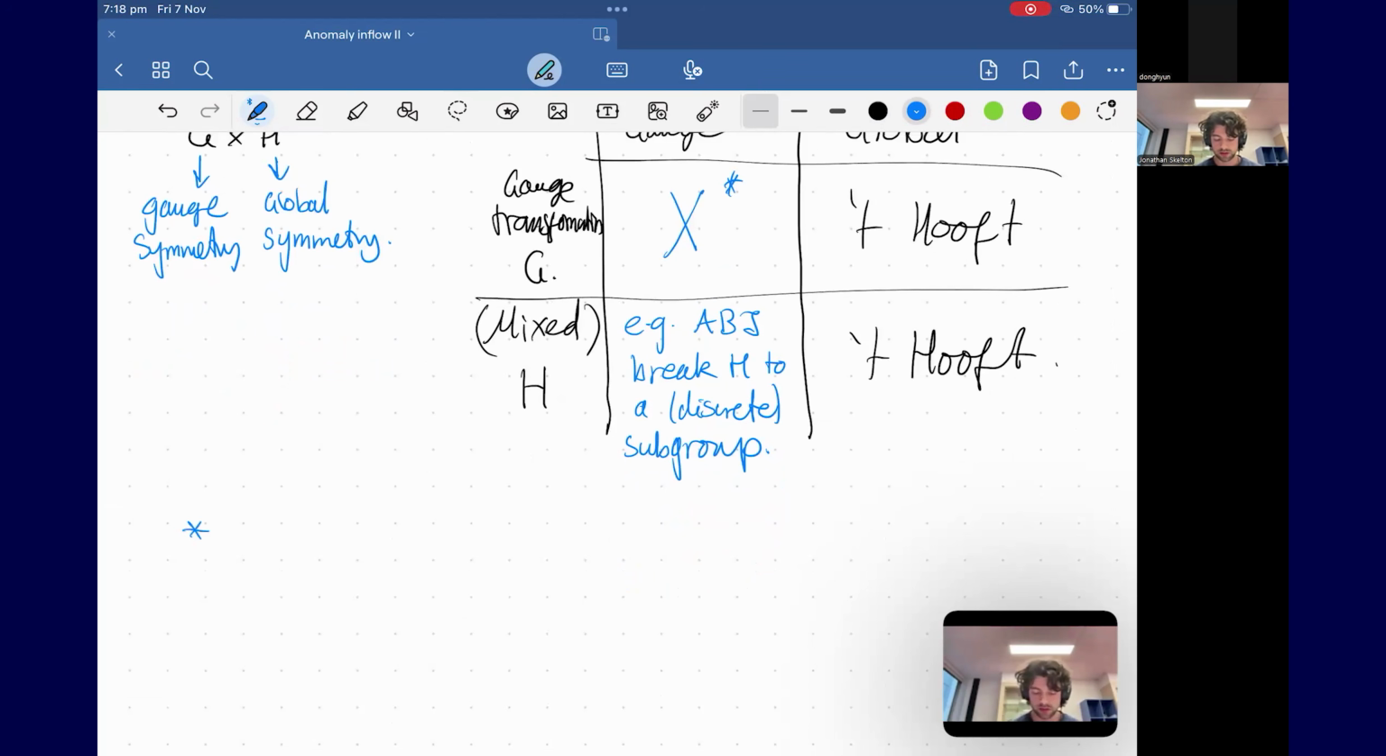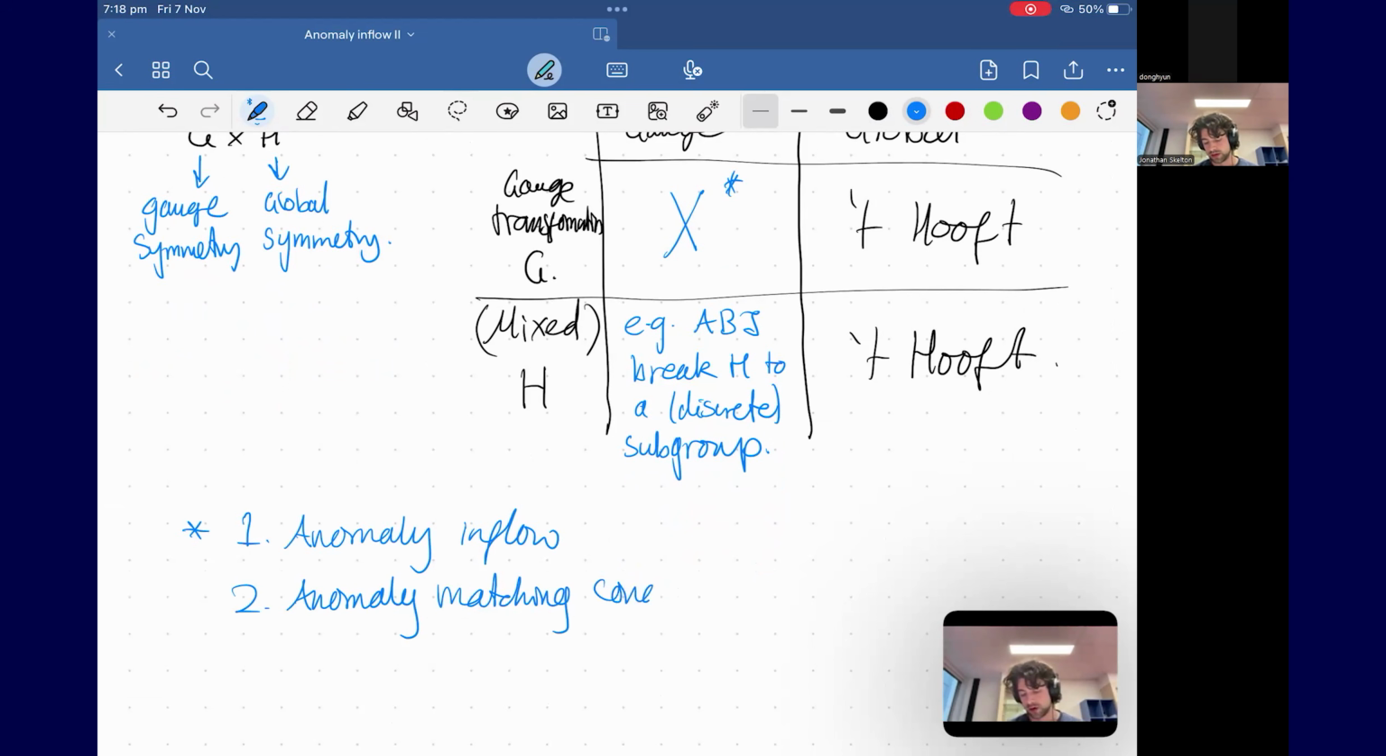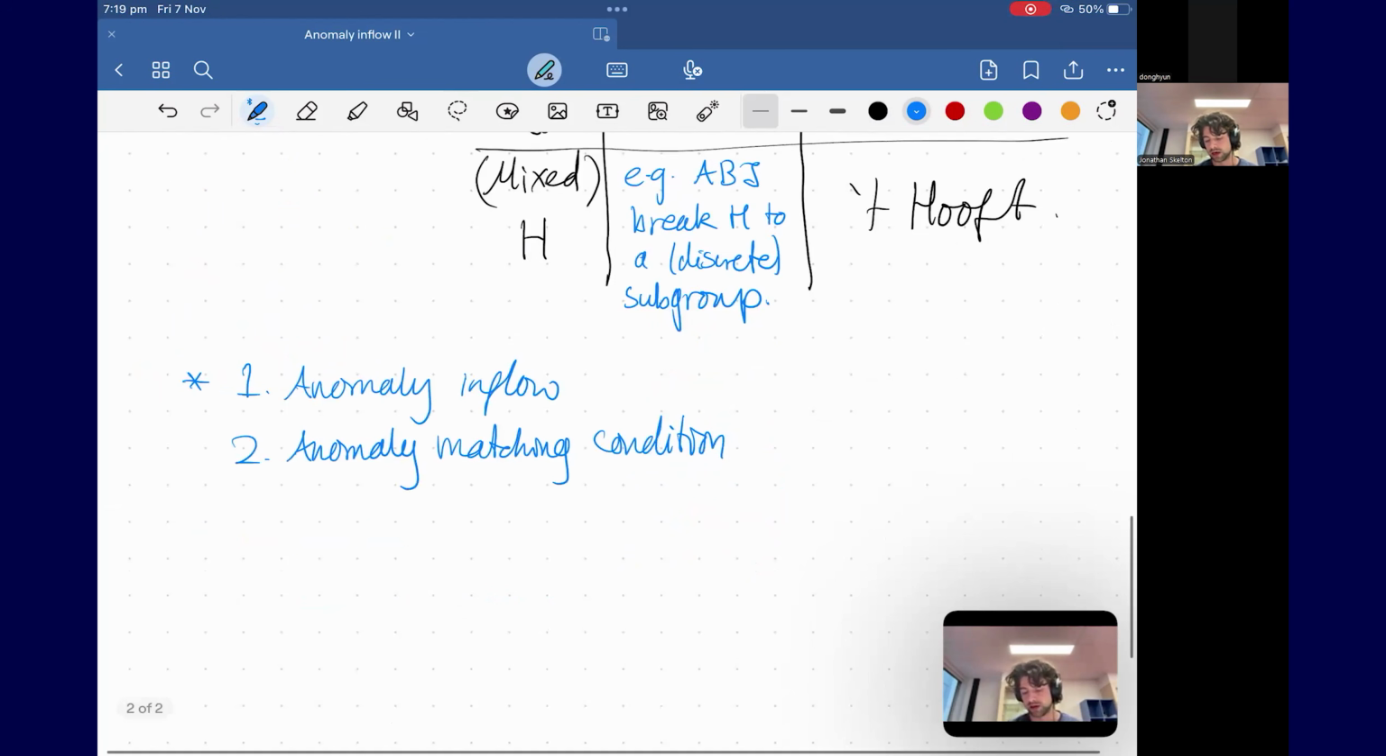for this asterisk, there's two cases. The first one we will discuss is anomaly inflow. And then the second one is something called anomaly-matching conditions. What I mean by this particular one is, as an example, in the standard model, if you were just to consider, say, an electron by itself, that's going to be anomalous under the gauge theory of the standard model. But if you consider all of the leptons, then all the anomalies perfectly cancel out and so forth.